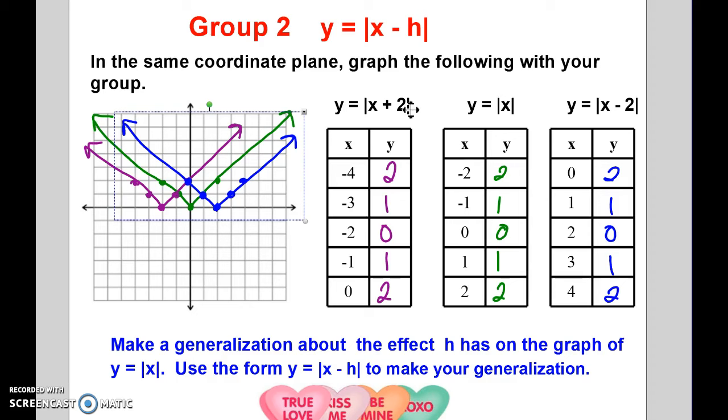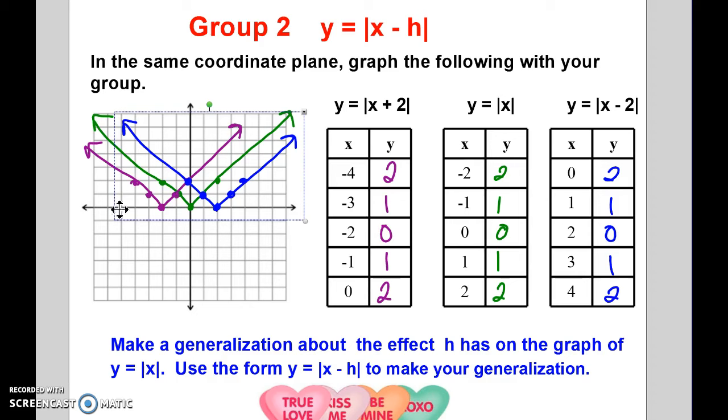And here, if we plugged in a -4, I get -4 plus 2, which is -2, and the absolute value of -2 is +2. -3 plus 2 is -1. The absolute value of -1 is +1. -2 plus 2 is 0. Absolute value of 0 is 0, and so on. Right? These are symmetrical, so they're going to match.